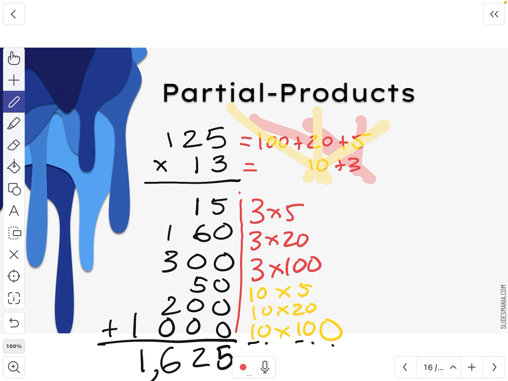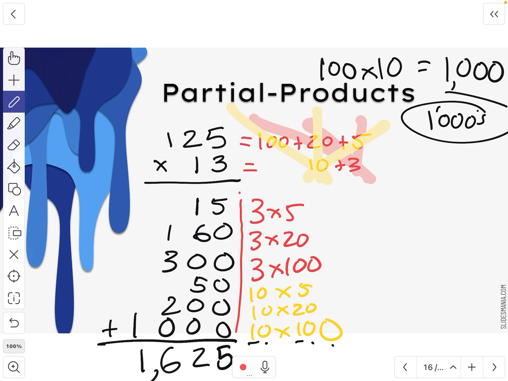Now, what was my estimate? It's about 100 times 10, because 125 is about 100, 13 is about 10, and that's 1,000. So my estimate was going to be thousands. That's what I would circle. And my answer is in the thousands. That worked out very nicely.